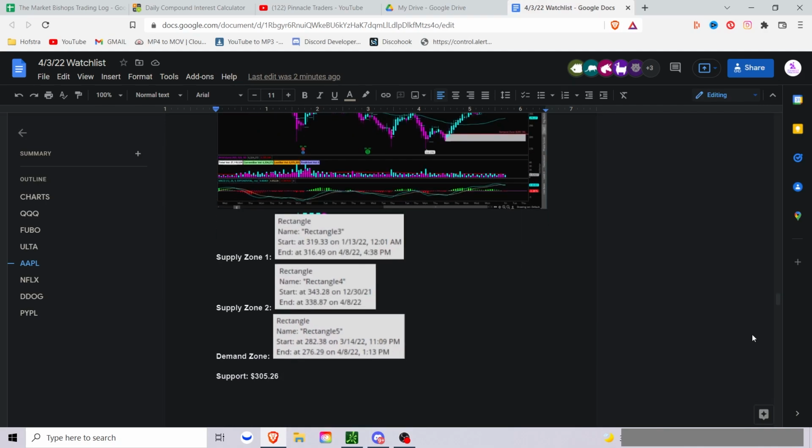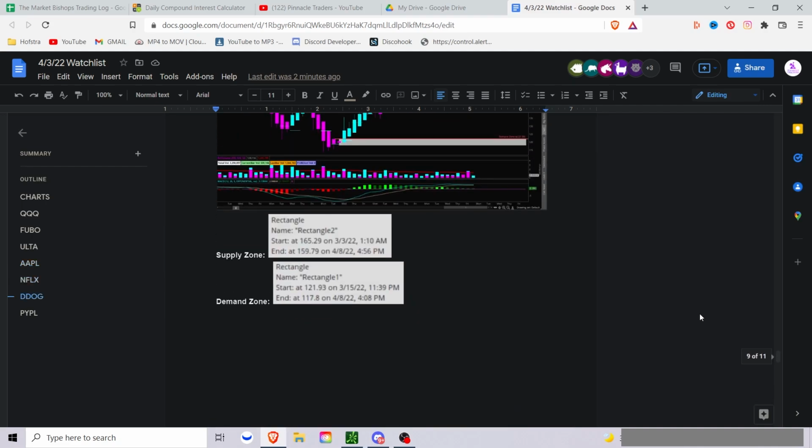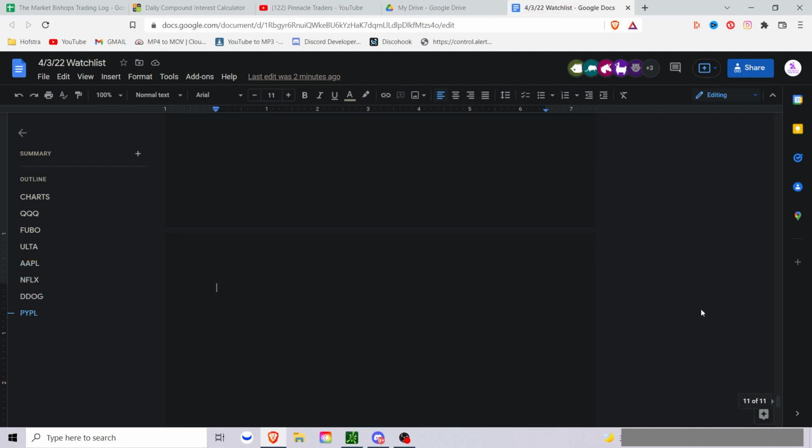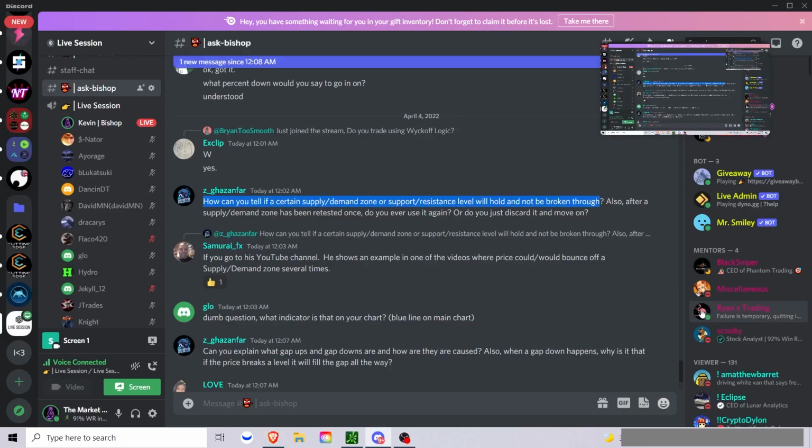Or when it's been a huge amount of time, like we're talking 2 months plus, and that's when you would discard it. But you wouldn't discard it if it just tests it once and then has a reversal. You only discard it if it's broken through, right? If the stock breaks through the zone. So hopefully that answers your question.